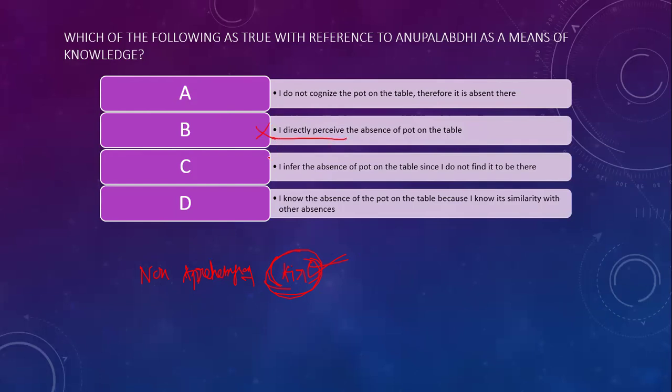Perception, like pratyaksha. This is pratyaksha. I infer the absence of the pot on the table since I do not find it to be there. Inference, anumana. I know the absence of the pot on the table because I know its similarity with other absences. Upamana, comparison. This one: I do not cognize the pot on the table, therefore it is absent there.